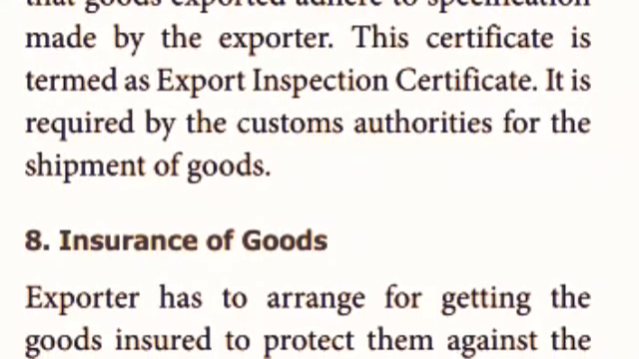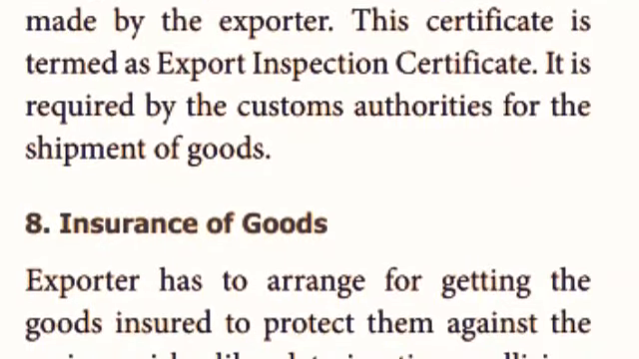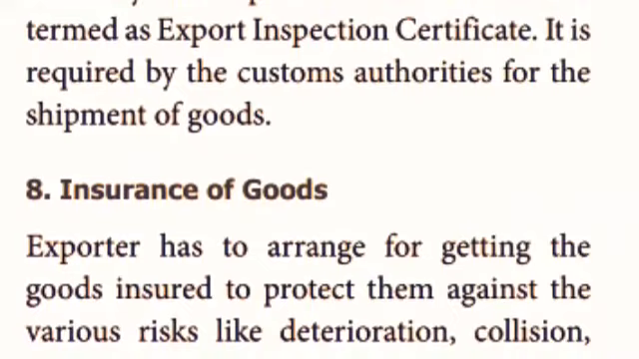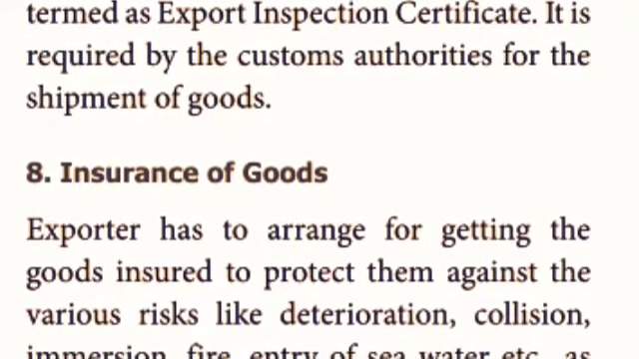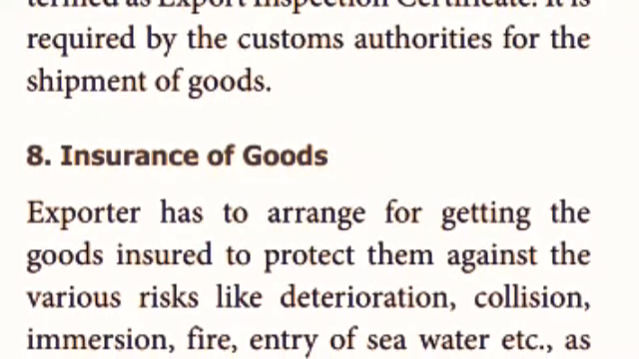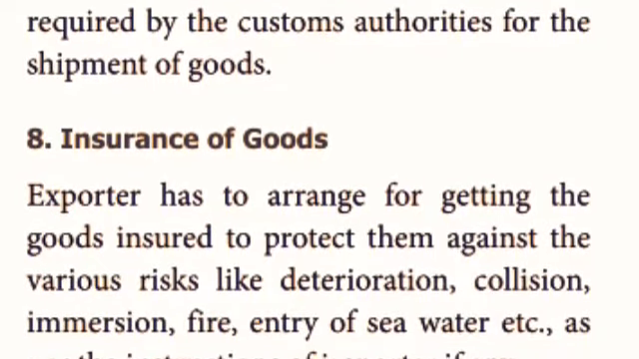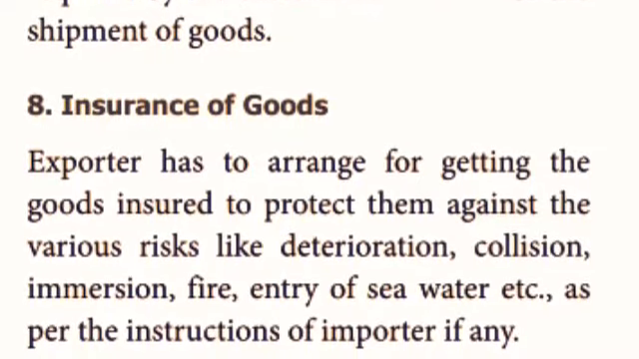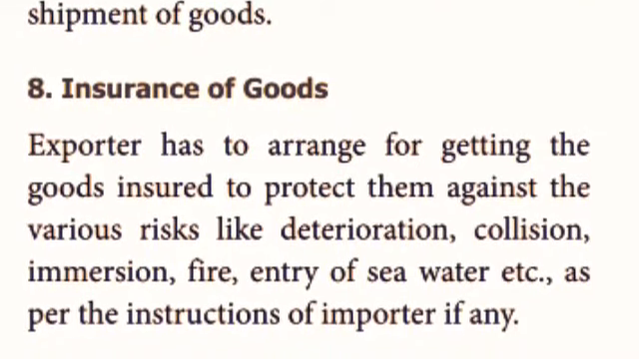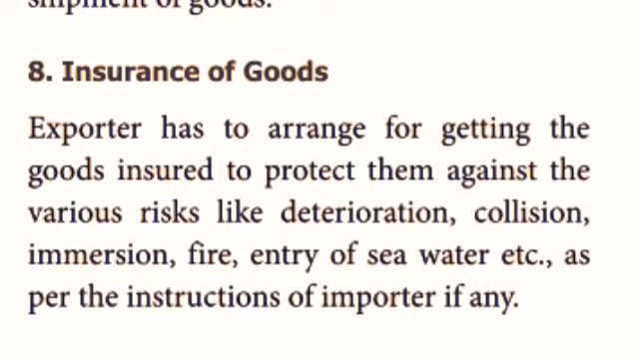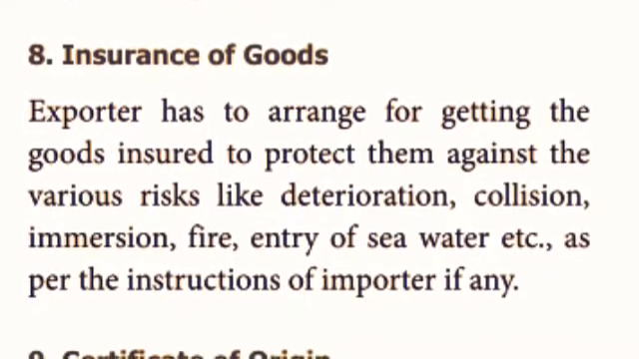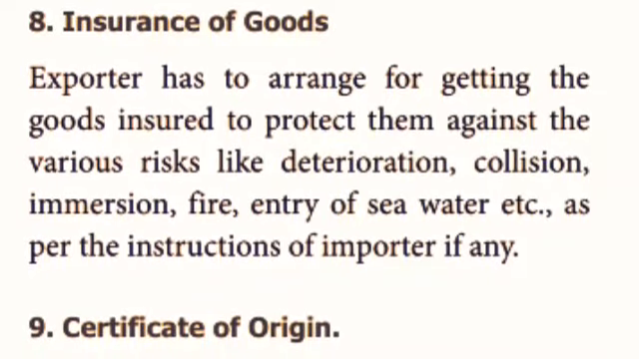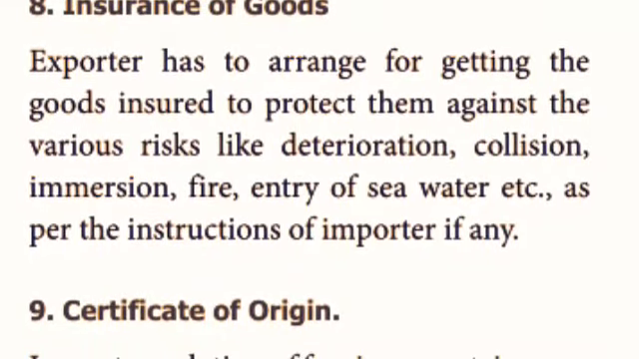We are getting clearance of the goods. We are not sending any wrong material to the other country. Next one, insurance of the goods. First of all, we have to take insurance of the goods. The exporter has to arrange for getting the goods insured to protect them against various risks like deterioration, collision, immersion, fire, entry of sea water, etc., as per the instruction of the importer.